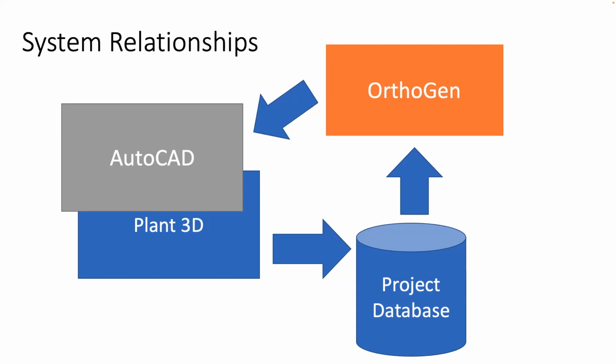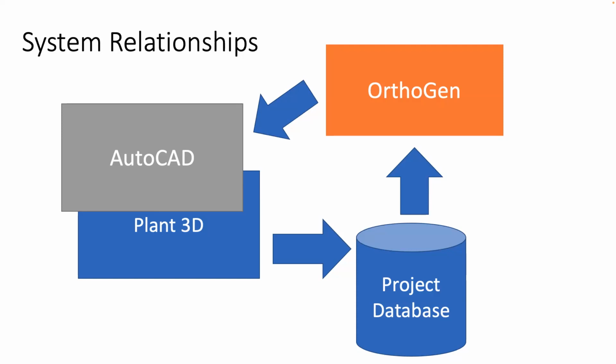In the Plant 3D process, it stores project data in a project database, and that can be 3 different formats. OrthoGen is going to read the Plant 3D database, extract that data, and then use it to annotate the drawing back in AutoCAD. Just a note, we never write anything to the Plant 3D database. We're read only, so we're not taking any chance of risking your data.